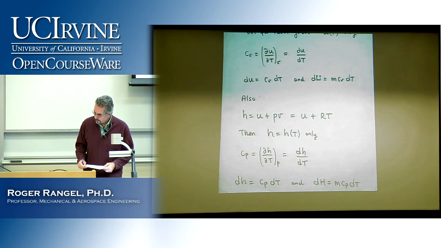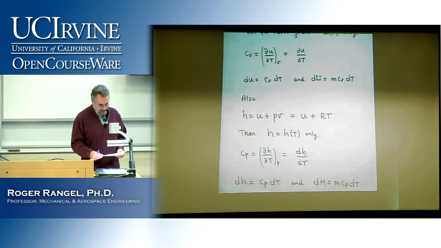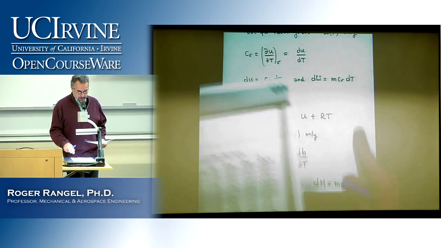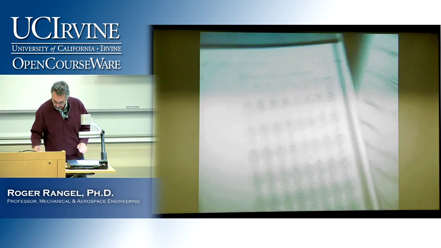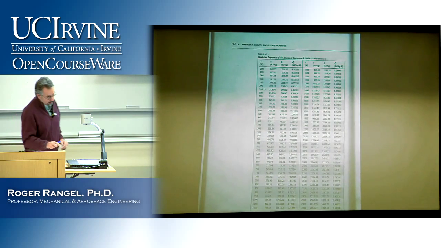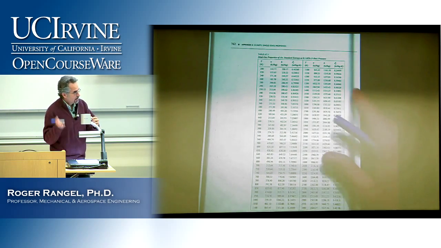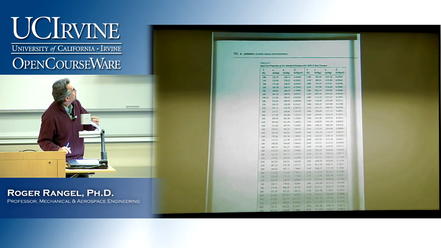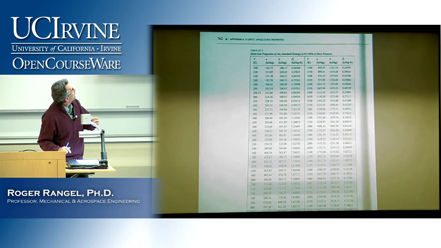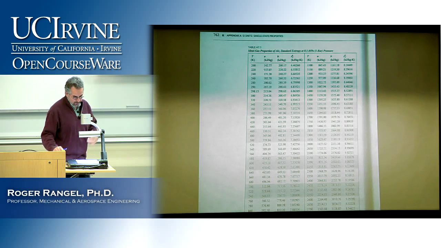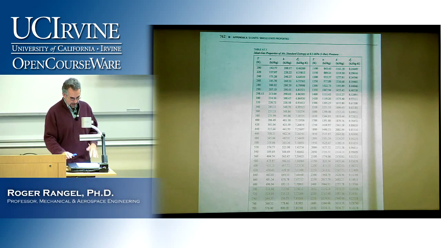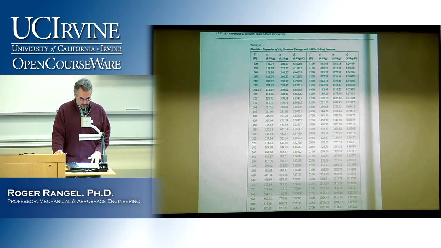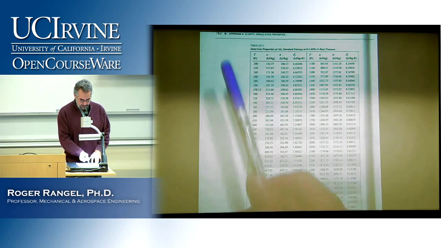But what you have in your text is actually a separate table for ideal gases. So here is one such table. These are in Appendix A, so it's the appendix before the ones you have been using. If you go to Appendix A, it gives you several ideal gas properties of different gases. And I just took air because that's the one that we use the most. So ideal gas properties of air.